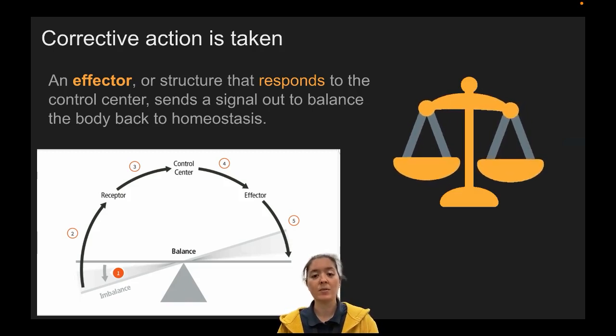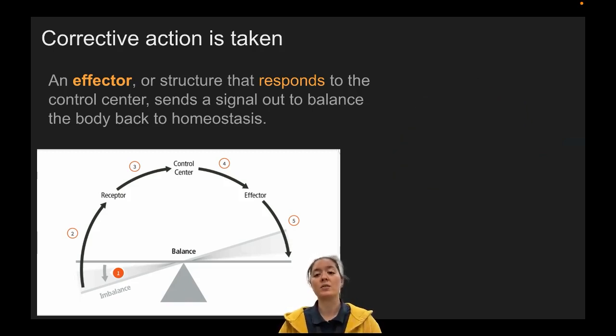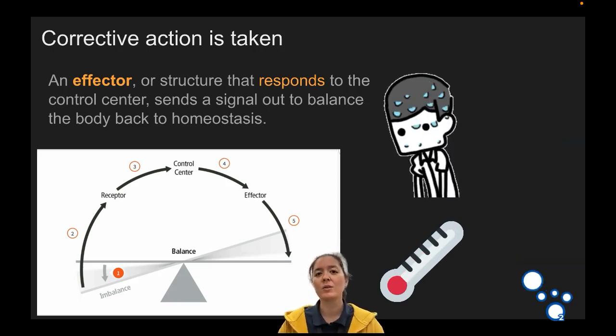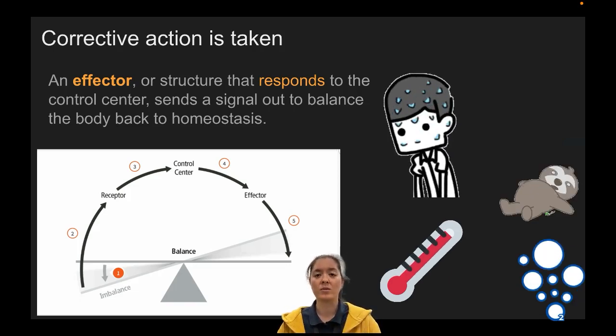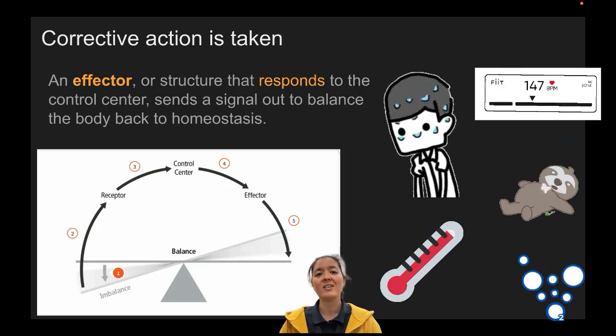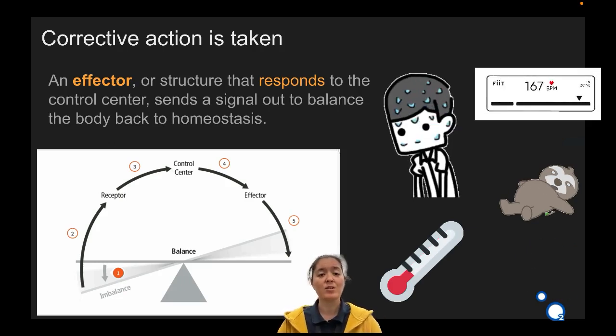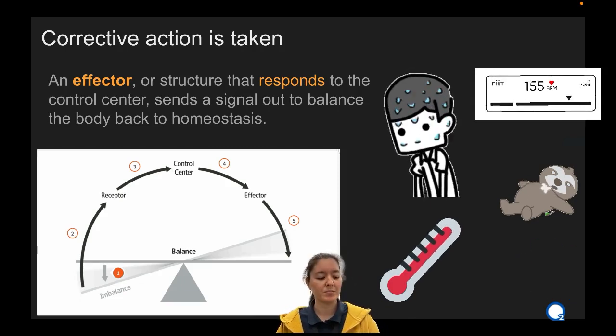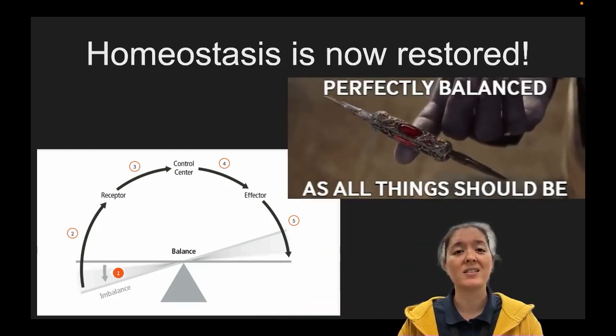So, for example, our exercise, in response to our brain saying, hey, we're getting too warm, we're using too much oxygen, the effector says, hey, if we're getting too warm, we need to start sweating. If we're using too much oxygen, we need to breathe more or respirate more heavily. We need to breathe faster, and our heart rate needs to increase to get the oxygen throughout our body to help our muscles continue to move. And now our homeostasis has been restored.